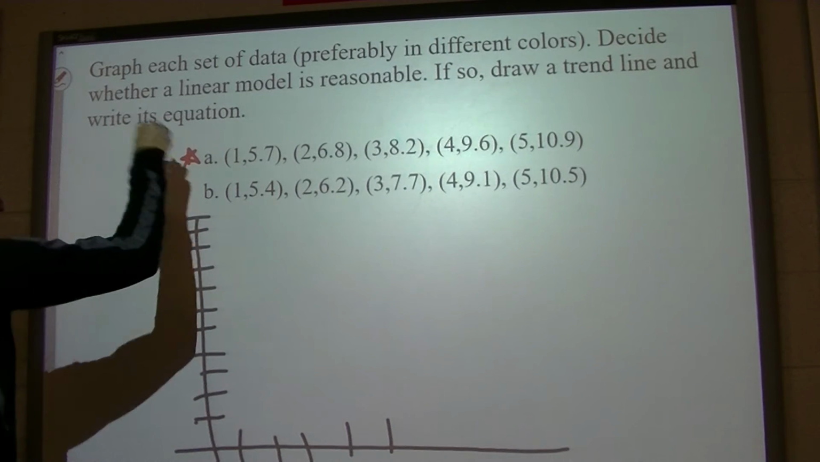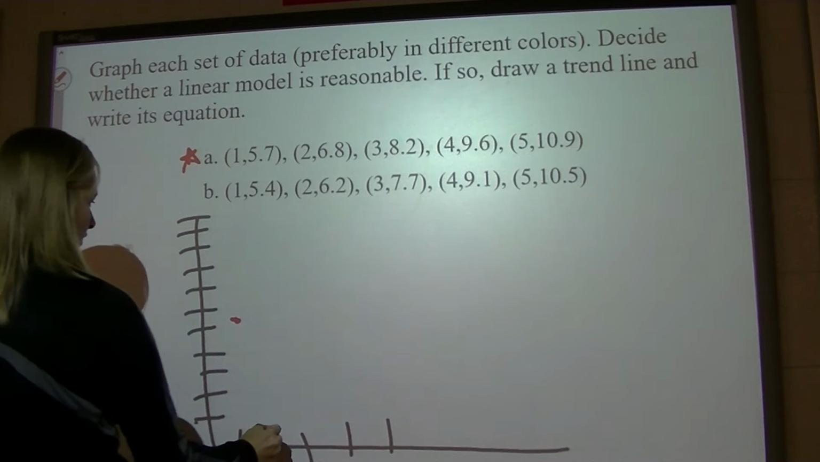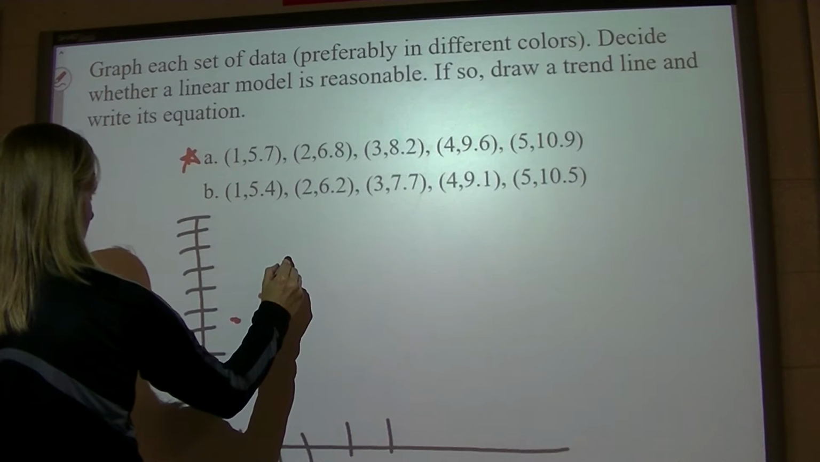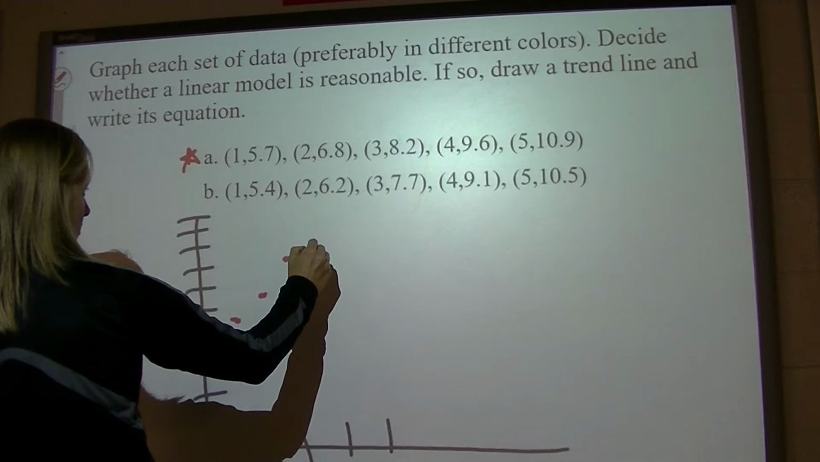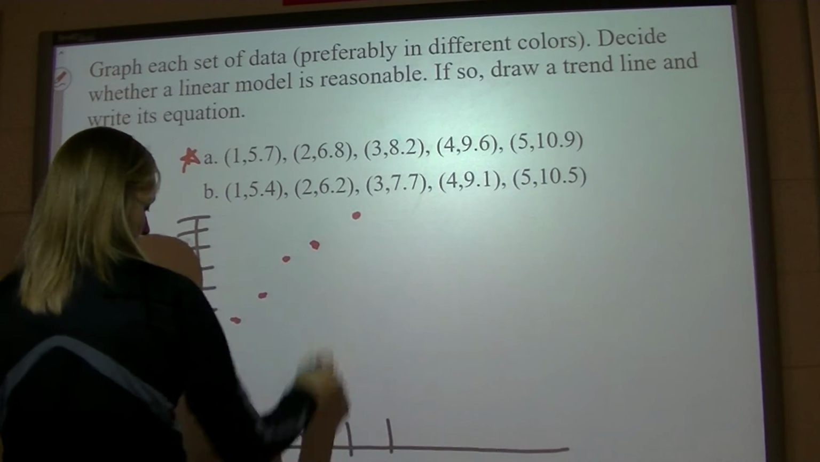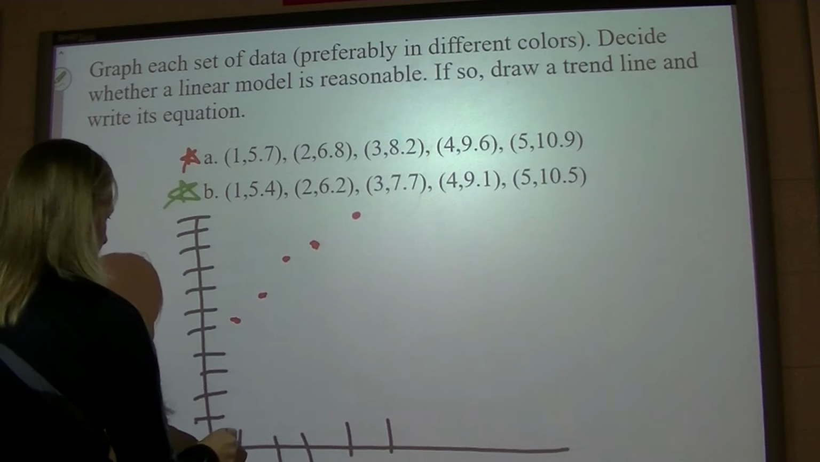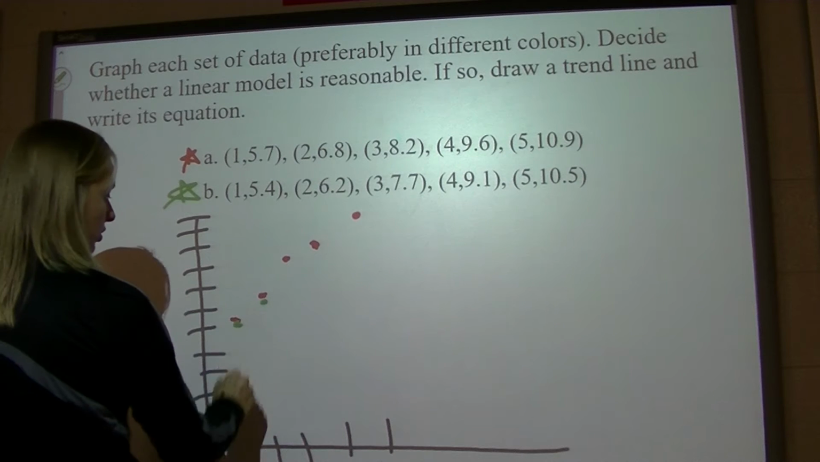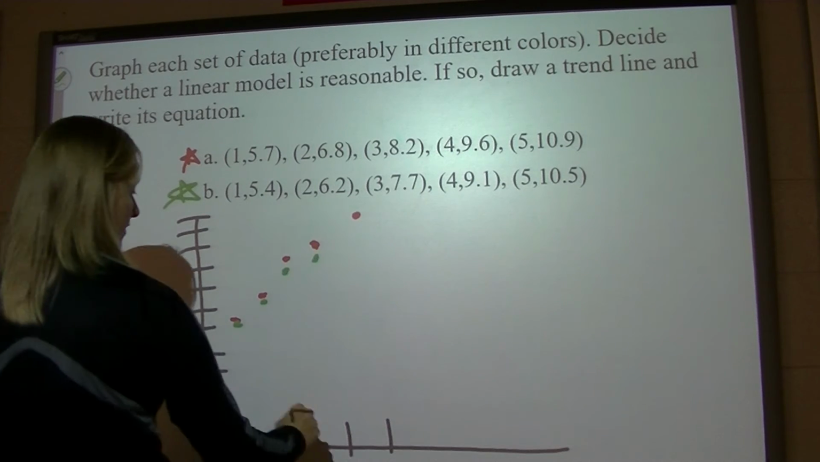Okay, I'm going to do A in red. So we're going to go (1, 5.7), (2, 6.8), (3, 8.2), (4, 9.6), and then (5, 10.9). Okay, then B, I'm going to graph in green. (1, 5.4), (2, 6.2), (3, 7.7), (4, 9.1), (5, 10.5).